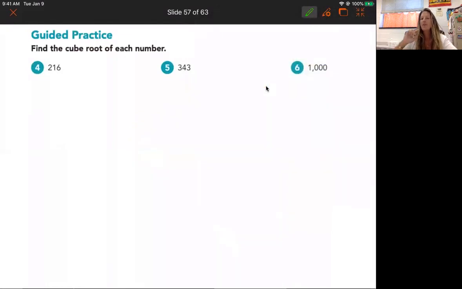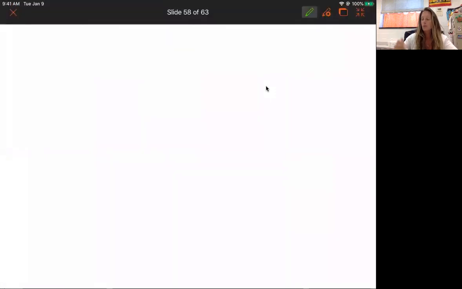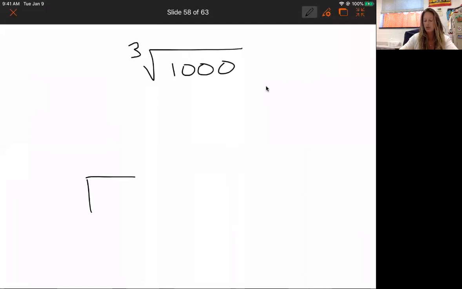I'm going to stop there for the regular classes. Honors classes, here's a little extension for you. We can do the roots of more than just squares or cubes. We could do quad roots, we could do fifth roots, and it's all going to be the same thing. Just like when we did the cubed root of 1,000, we broke it down into 3 identical groups.